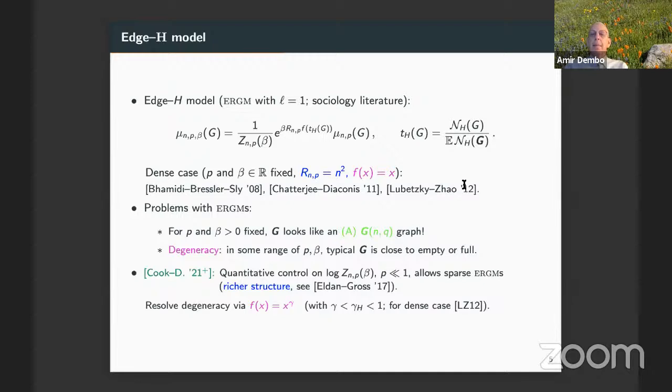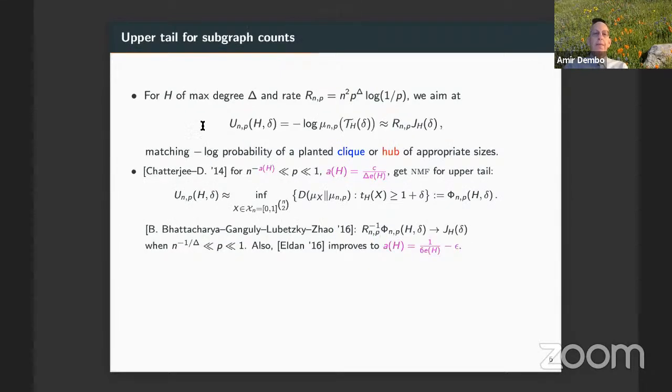It depends on the number h, the vector h here determines the tail, and once you know the tail, there is a maximum level of fractional power that you can take, which will give you the right result. This was already pointed out in the work of Lubetsky and Zhao that I mentioned earlier in the dense case, and we use this observation and then apply it in the sparse case to get the interesting result. Okay, now we move. This motivates us to look at the upper tail for subgraph count.